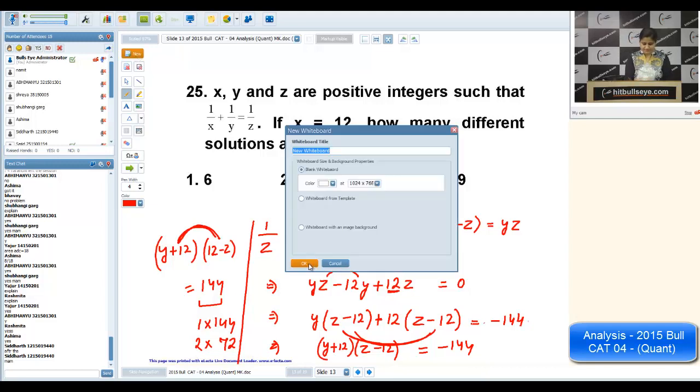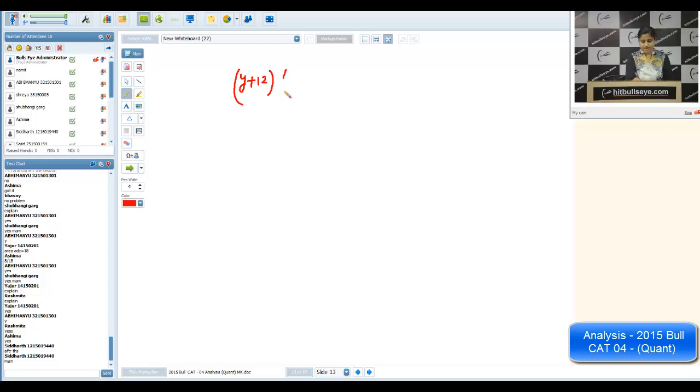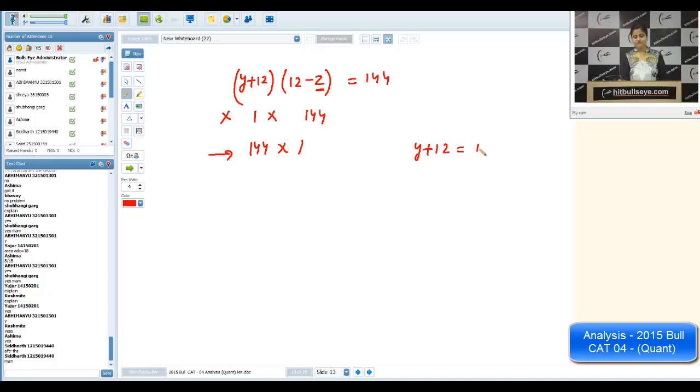See, what is the thing I am getting here? (y plus 12) into (12 minus z) is equal to 144. If I take this combination 1 into 144, this is never possible. Why so? Because in that case, z will be negative. So this case is rejected. 144 into 1, is it possible? We will check. If I take y plus 12 as 144, y will be 144 minus 12. And 12 minus z is equal to 1, so z will be 11. So corresponding to every factorization, we'll check whether y and z are positive or not, and corresponding to that, we will count the number of cases. We cannot take 12 and 12, because in that case, y will be 0, and we are talking about the positive integral solutions.